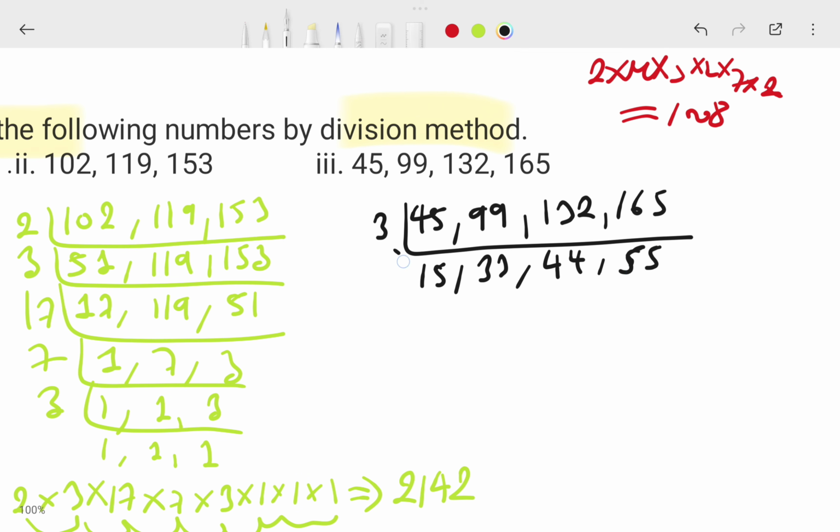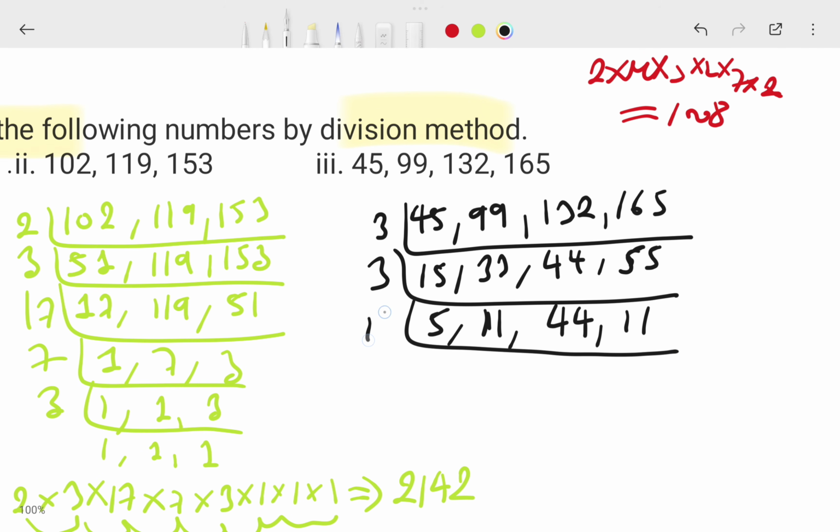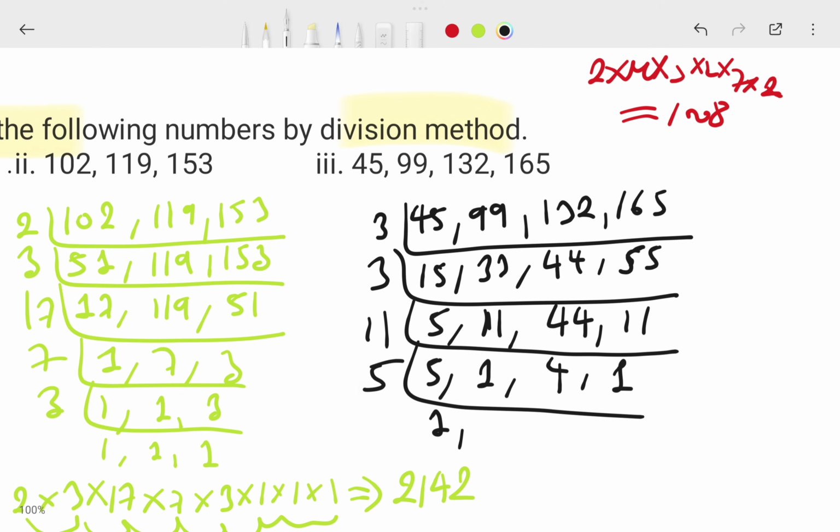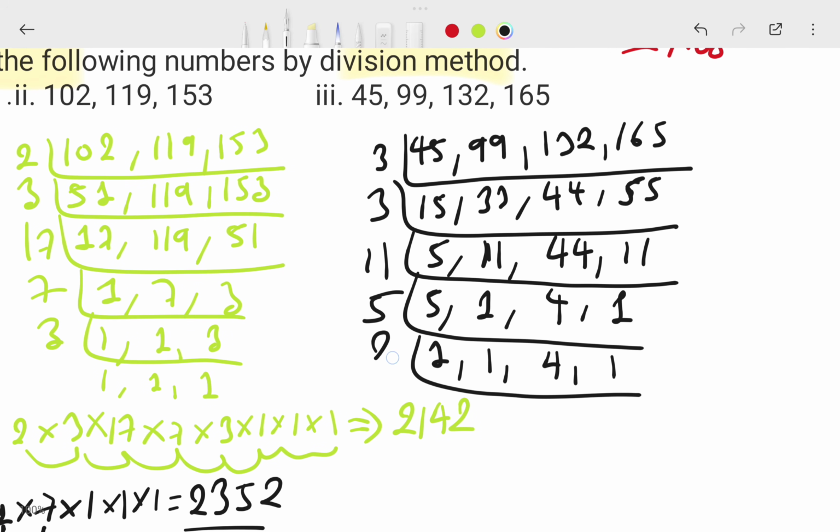We do this, and this is also divisible by 3. In the 3 table, 15 is there 5 times, this is going to be 11, and 44 is not divisible, so write it like that. This is going to be divisible by 11. Now we divide by the 11 table. In the 11 table 5 is not there, write it like that. In the 11 table 11 is there 1 time. In the 11 table 44 is there 4 times. In the 11 table 11 is there 1 time only. So now we can divide: 5 stays, 1 is 1, this is going to be 4, and this is 1.